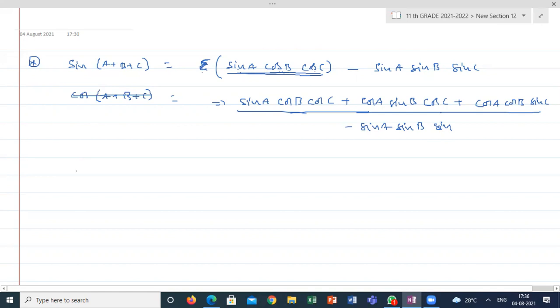When I am writing cos of A plus B plus C, same as what he said, take this as x and this as y, and expand again: cos of A plus B, sin of A plus B, expand and do the calculation.